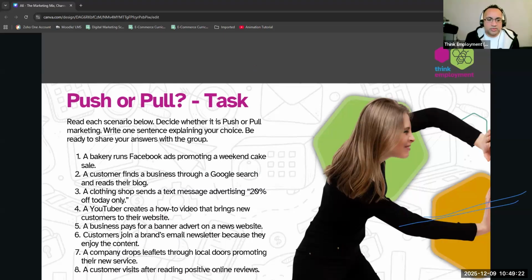Yeah. So the customer feels they're in control, right? Because the customer's visiting and reading positive online reviews and then making that decision to go. So it's a journey, right? So it's not kind of pushed in front of them. That's good. Okay, so we've got a good understanding of push and pull marketing now.